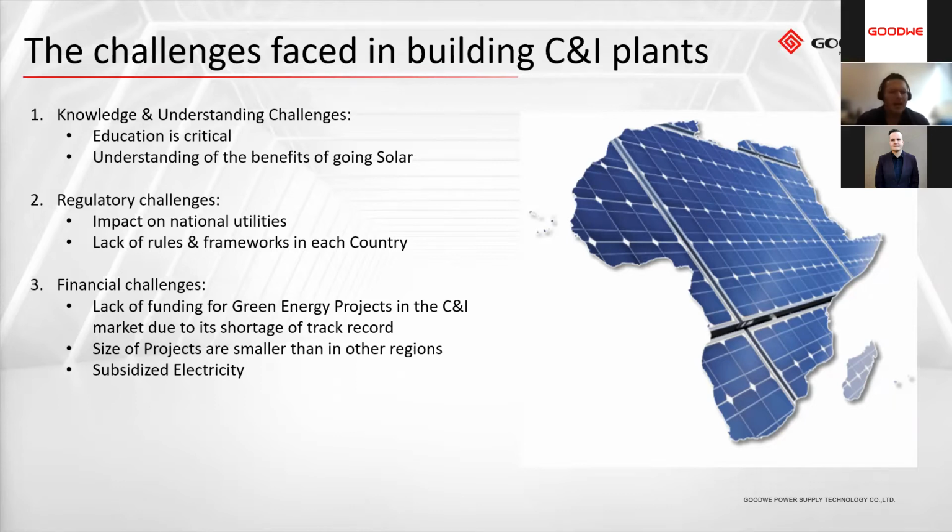There's also a massive impact on national utilities. I mean, in South Africa, with Eskom, every time a commercial plant puts in a solar system, suddenly there's a customer that was maybe paying for 6,000 kilowatts or 6 megawatts a day that's now no longer paying that to them. So they have to in turn increase their electricity tariffs, which only makes solar plants such as C&I grid-side plants even more attractive. And then lastly, financial challenges.